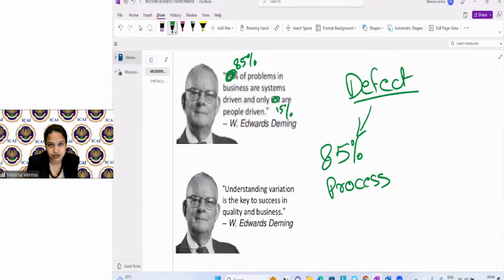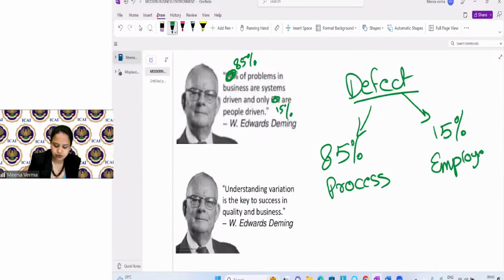You will see the defective units. 85% of the reason is the process, right? Only for 15% of defects can you blame the employee, right? For only 15%, the employee is responsible. The rest 85%, the entire process of the company is responsible for the defects, right? Okay.